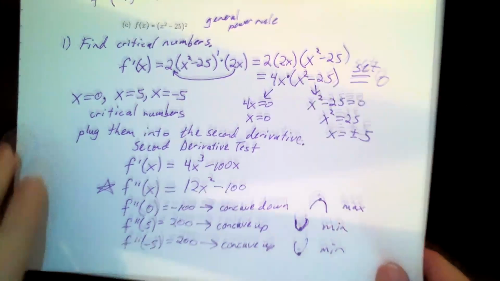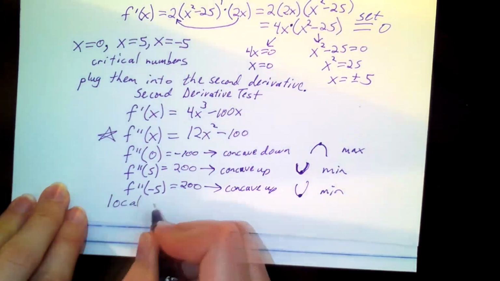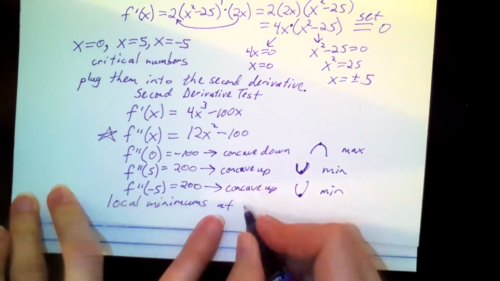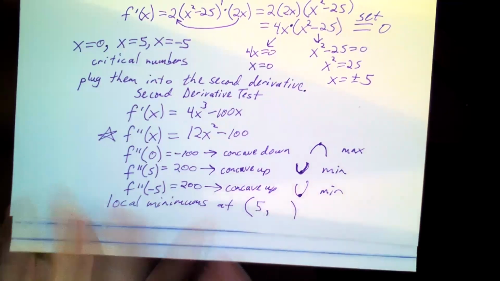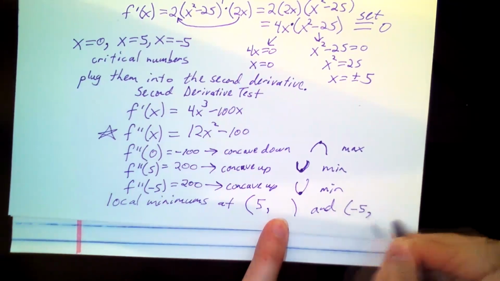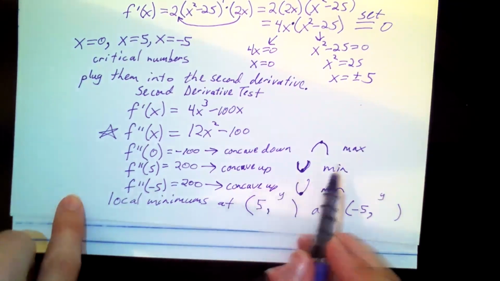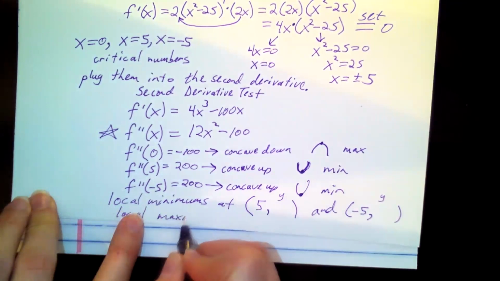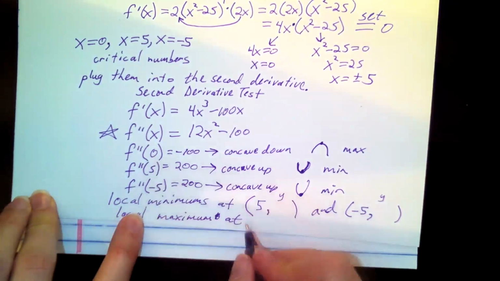So let's write our conclusions and write them as a point. I have two local minimums. Local minimums at, one's going to be at positive 5 with its corresponding y value, and one's going to be at negative 5 with its corresponding y value. We'll find those here in a minute. And then I have one local maximum, and it occurs at that 0 critical number.